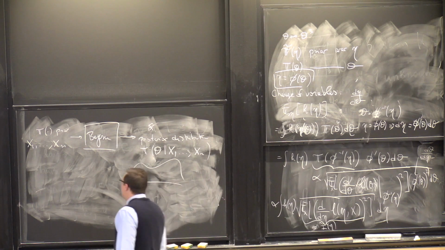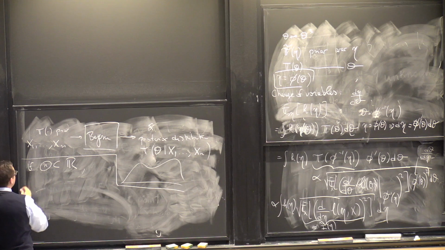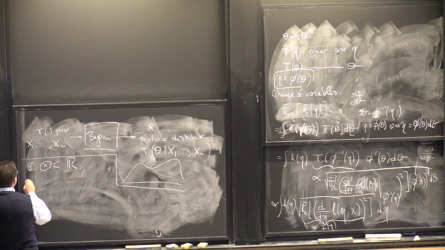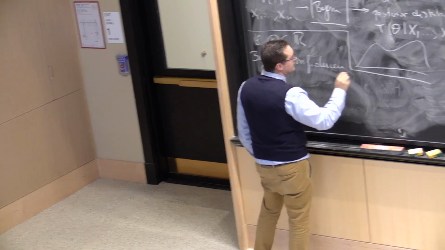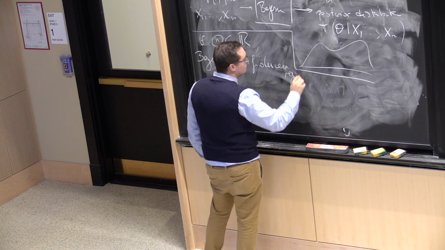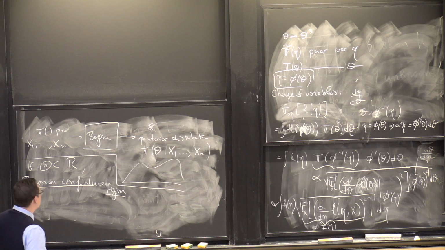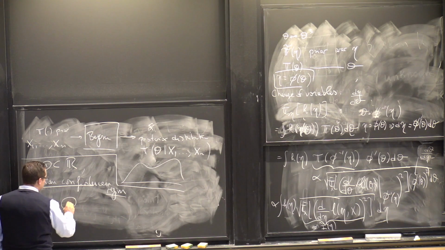OK, and so a Bayesian confidence interval. If your set of parameters is included in the real line, then it's not even guaranteed to be an interval. So let me call it a Bayesian confidence region. OK, so it's just a random subspace. So let's call it R, is included in theta.